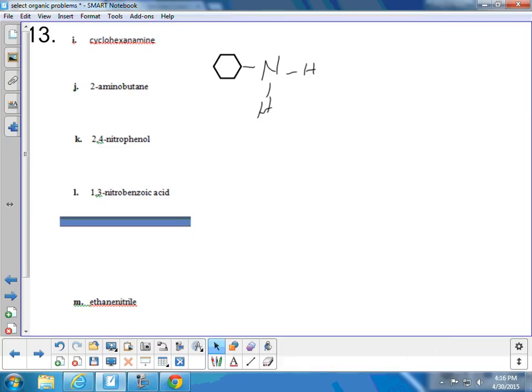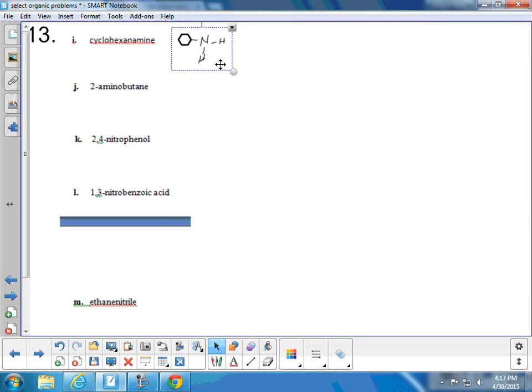Either way, that is cyclohexanamine. We do not put a circle inside of our hexagon. If we put a circle in it, that means we have a double bond on every other side. And we don't on this one. It has that AN after hex, so that means single bonds. So we don't need any double bonds. We don't need a circle inside of our hexagon.